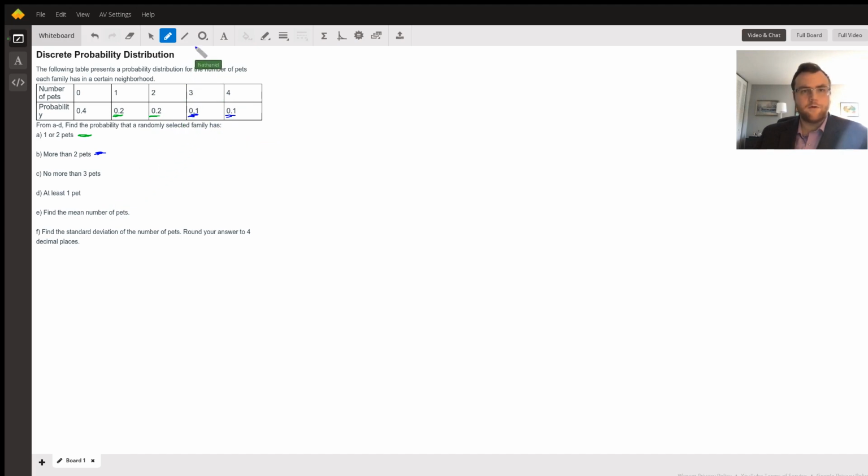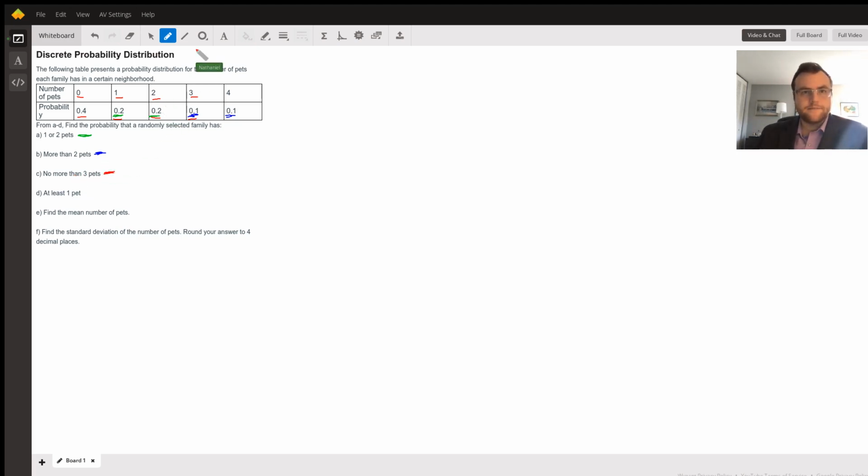All right, moving forward, no more than 3 pets. So let's mark this as red. No more than 3 pets means that we can do 0, 1, 2, or 3, but not more than 3. So that means add up 0.4, 0.2, 0.2, and 0.1, and then that will give us the answer for C.